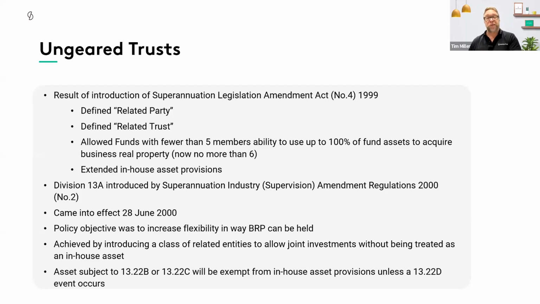And if we meet the conditions of 1322C, then the investment will be an exclusion to the in-house asset rules, which opens up lots of opportunities. We'll talk about some of those next month when we talk about the acquisition piece, but it also ultimately gives us unitization of large lumpy assets. So if we can meet these conditions, it can be quite beneficial until we do the wrong thing.